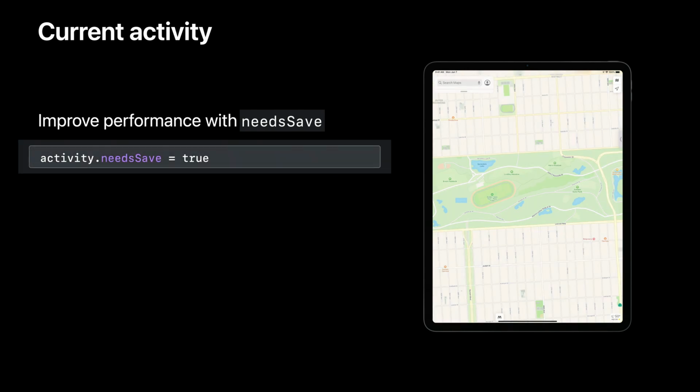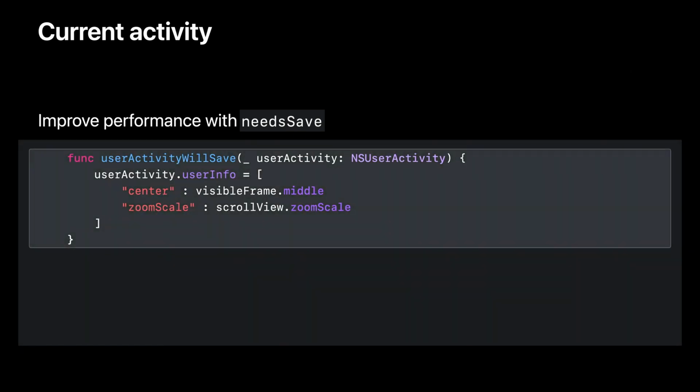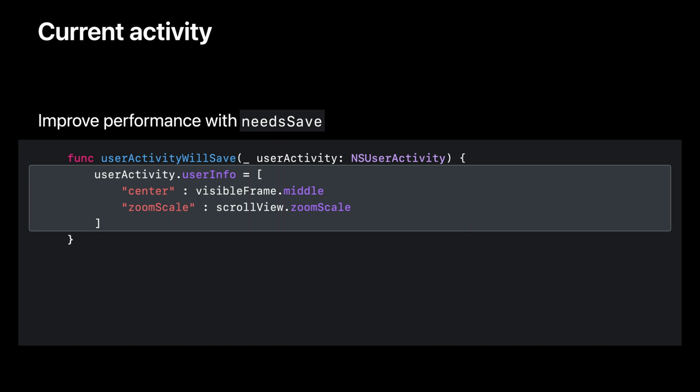When the system needs to send the activity out to quick note linking or handoff, the delegate callback userActivityWillSave is invoked so that the app can update all the properties on demand. This callback is where the user info dictionary can be updated to include any properties that help with restoring the activity.